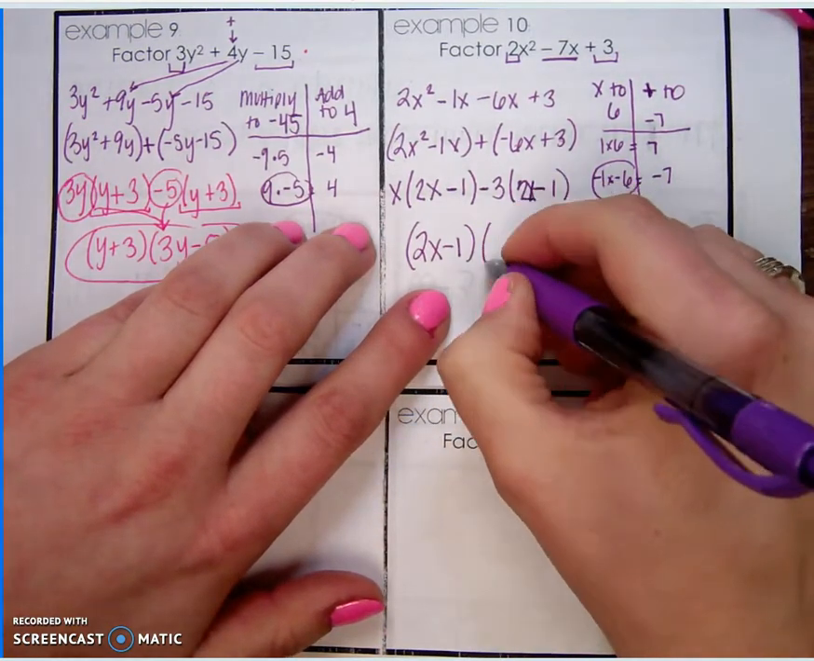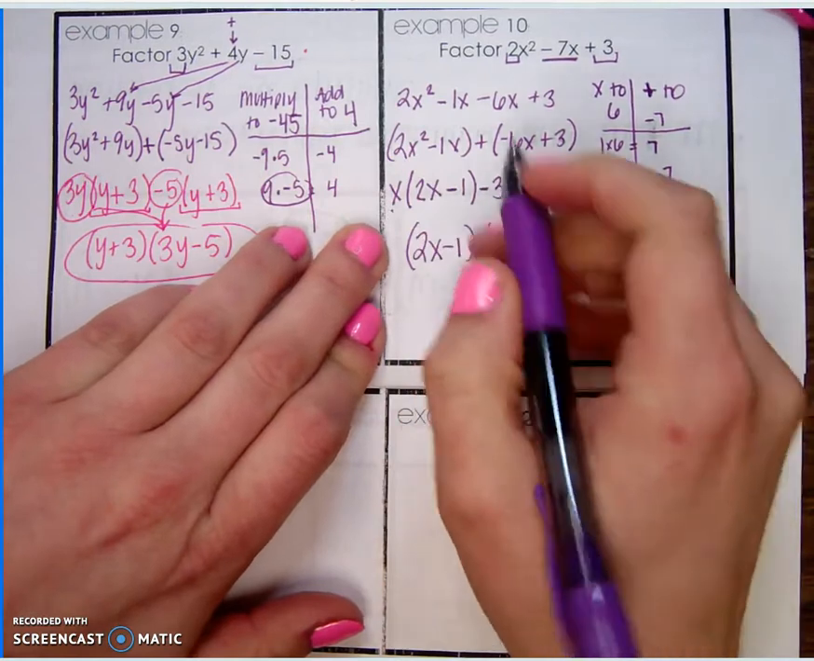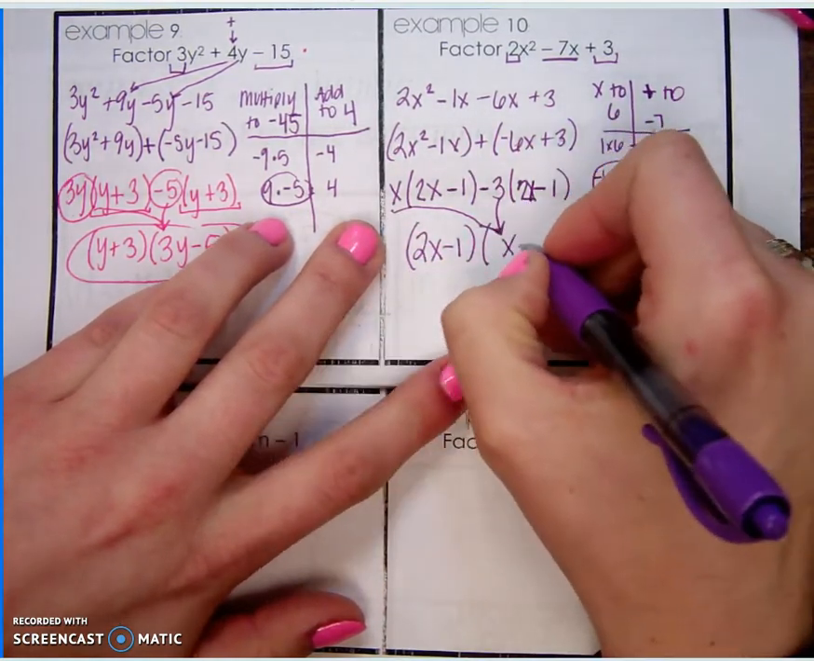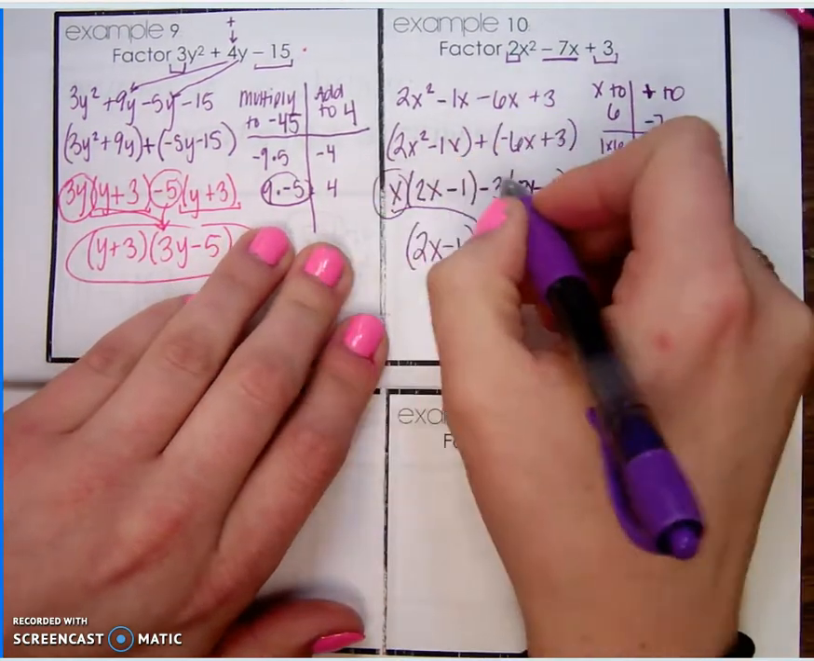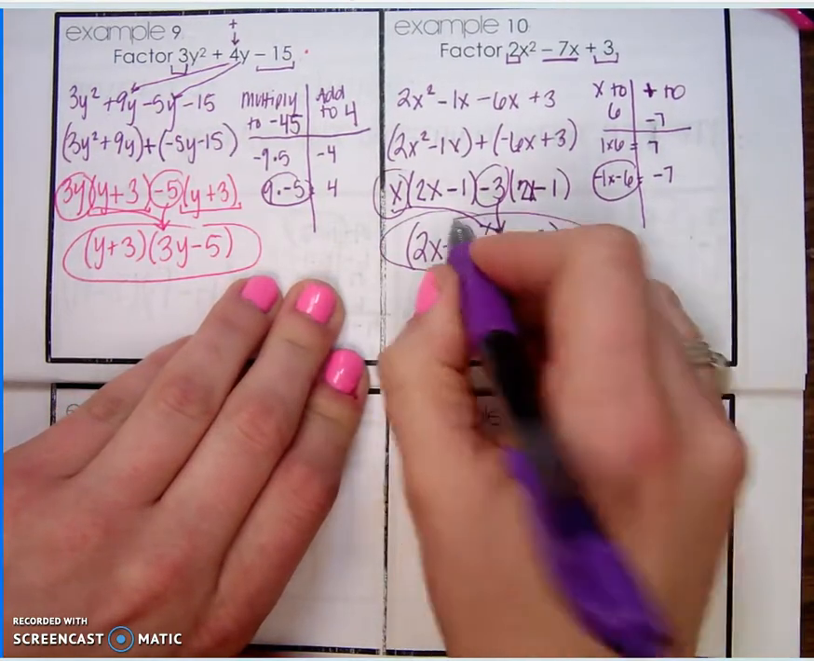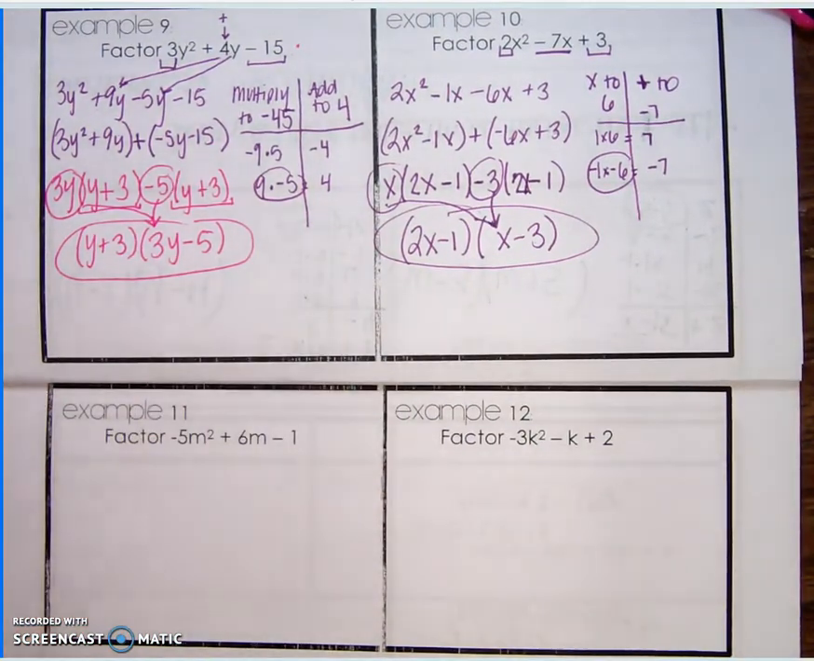And then in my second binomial, I have that x and then that negative 3, x minus 3. I use that from my GCFs, what I factored out. And that's your final answer. Okay.